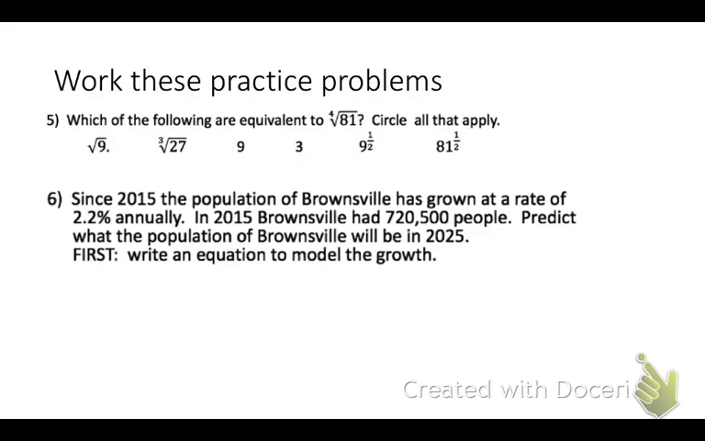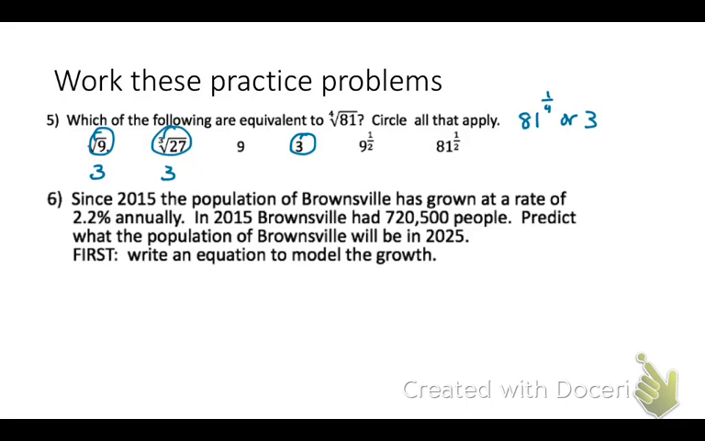So number 5, which of the following are equivalent to the 4th root of 81? So we can rewrite that as 81 to the 1/4 power, which is 3. So right away, we know that the number 3 is equivalent. Now let's work left to right and see if any of these also would equal 3. So the square root of 9 is 3, so yep, I'm circling that one. The cube root of 27, or 27 to the 1/3 power, is also 3.